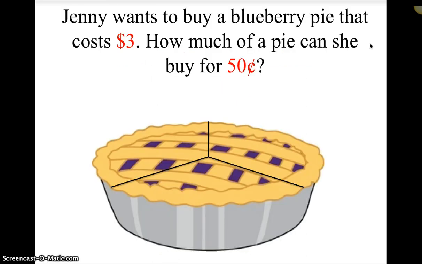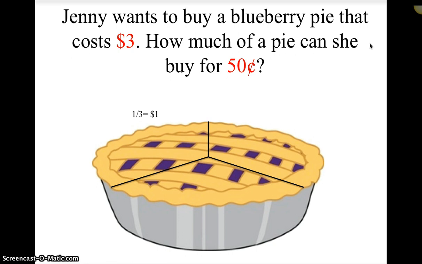So Jenny wants to buy a blueberry pie that costs $3. How much of a pie can she buy for 50 cents? So we see that a whole pie costs $3, but Jenny only has 50 cents. So let's start by dividing the pie into thirds.